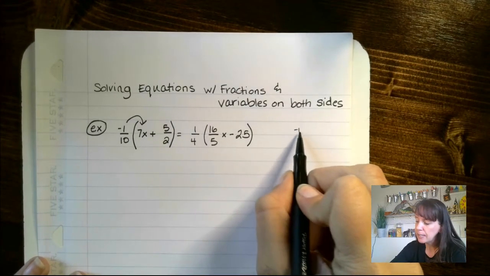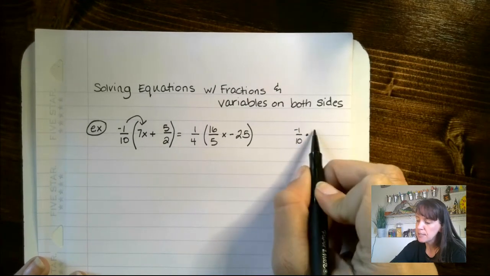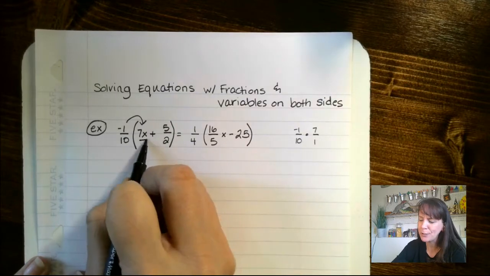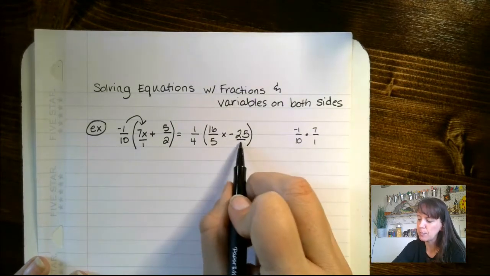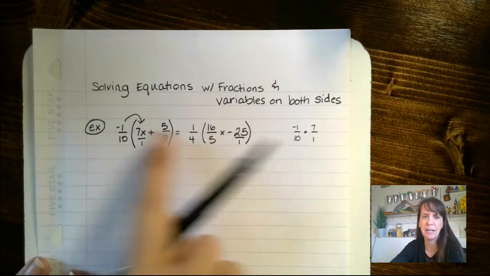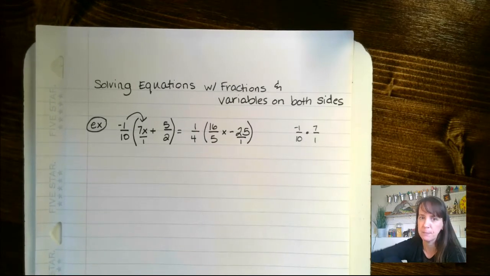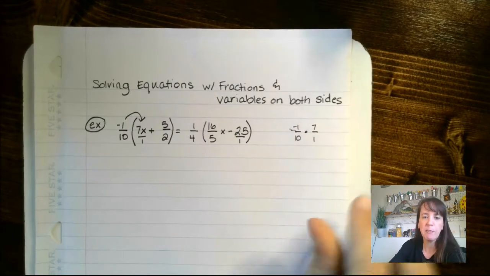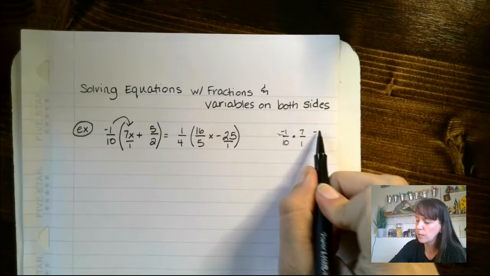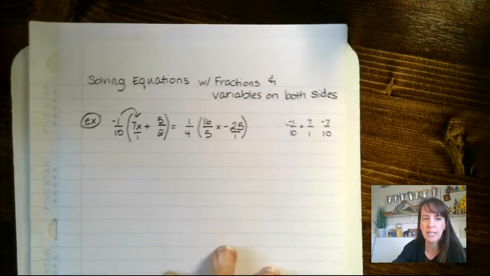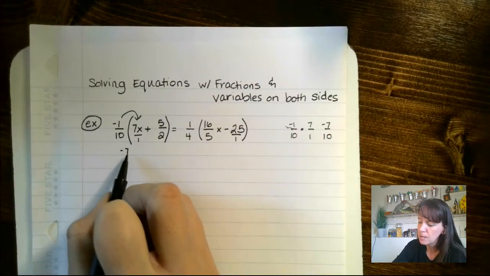That's really negative 1 over 10 times 7 over 1, because remember, I'm allowed to turn anything into a fraction as long as I put it over 1. Okay, so I just turned my 7x and my 25 into a fraction. Now, remember, when we multiply fractions, we multiply straight across the top, straight across the bottom. So we get negative 7 over 10. So let's take that info back here.